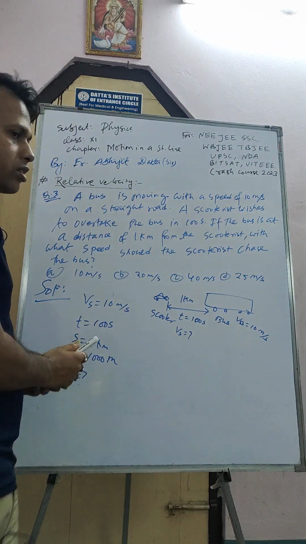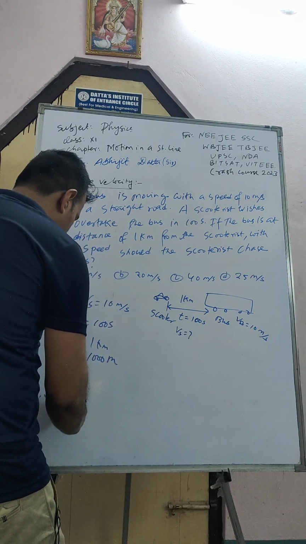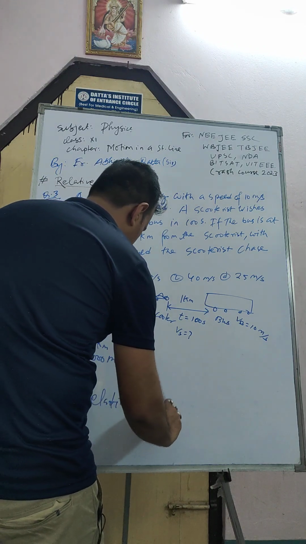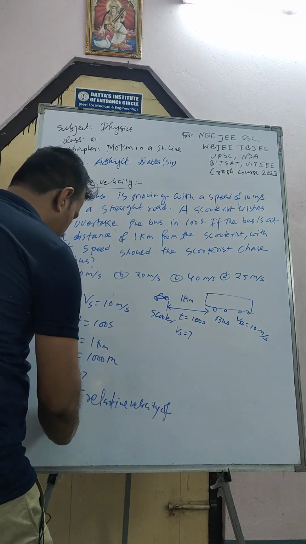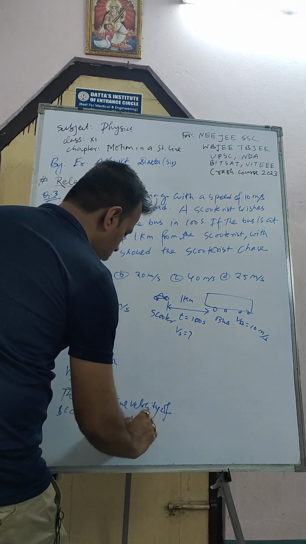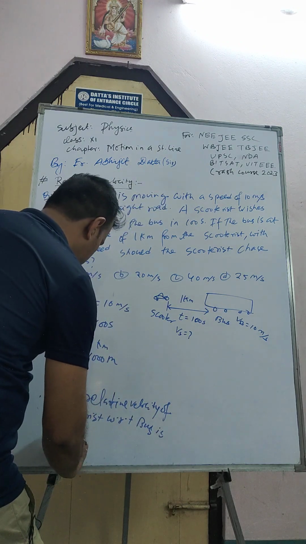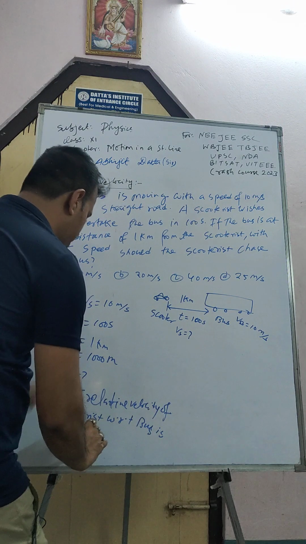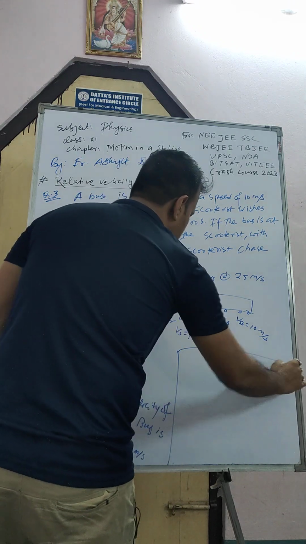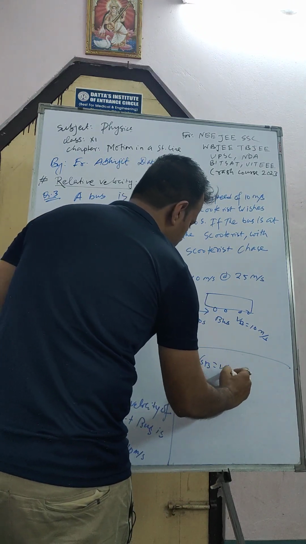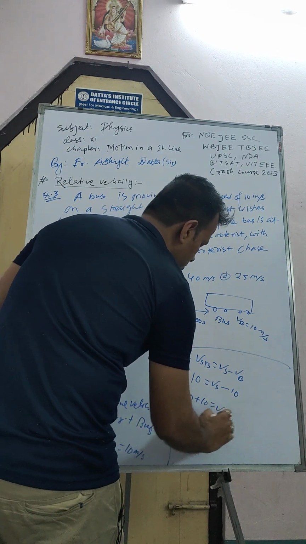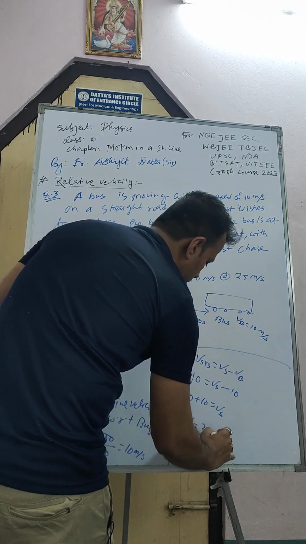Now the relative velocity of the scooter with respect to the bus, v_SB, equals distance by time. Distance is 1000, time is 100, so 10 meter per second. Now we know that v_SB equals v_S minus v_B, so this one is 10, we have to find this one, and this one is also 10, so 10 plus 10 equals v_S. So the velocity of the scooter will be 20 meter per second.